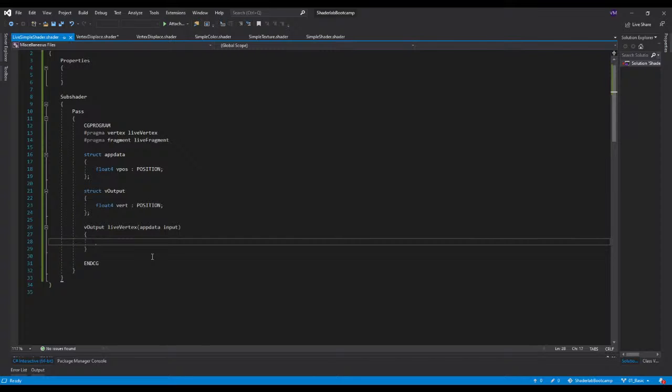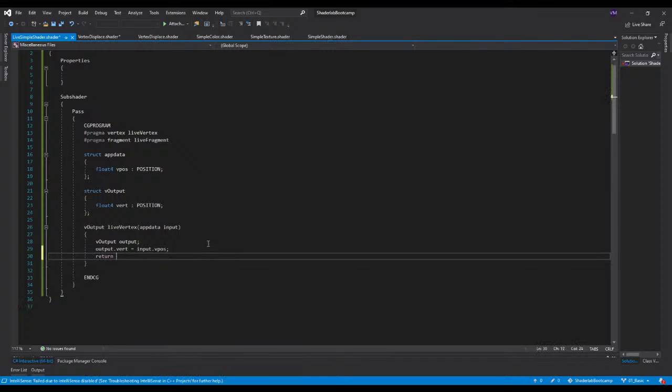Now we have a vertex function. In this vertex function, we have to initialize a structure, saying output, or you can write anything. It is just the same as how your programming languages work. You have to create a new variable. Then I'm going to say output dot vert is equal to input dot vpos. Okay, and I say return. That is it. So we are returning it back.